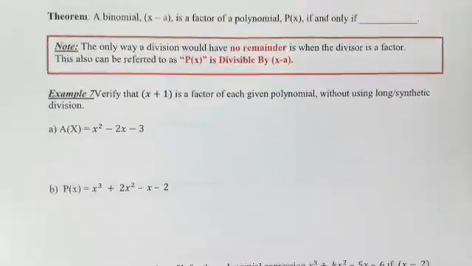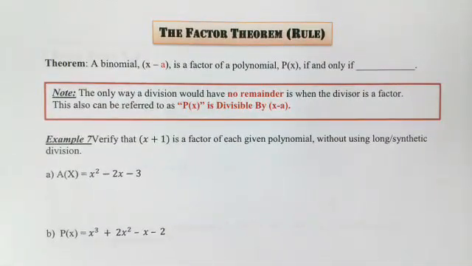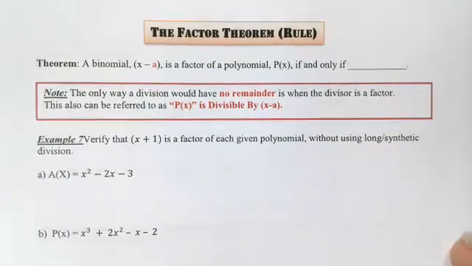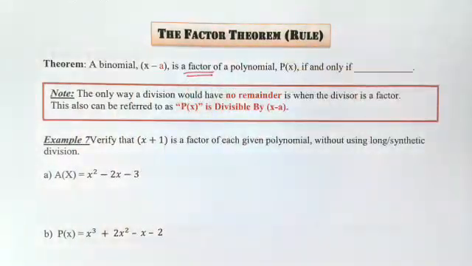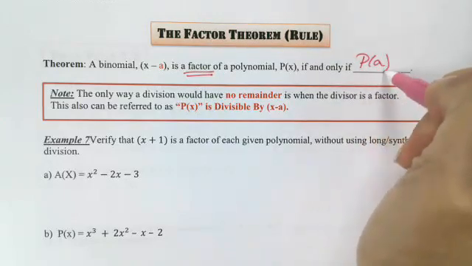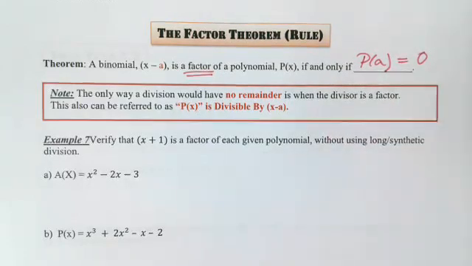Factor theorem. So this is just an extension of the previous theorem. Like I told you, the remainder theorem, if you get a number as your answer, then you have a remainder. But if you get 0, that means that division is complete. You don't have a remainder. Okay, and that's what this theorem is all about. A binomial x minus a is a factor of a polynomial p of x if and only if P of a, which is the remainder theorem calculation, must equal 0. That means you have no remainder.